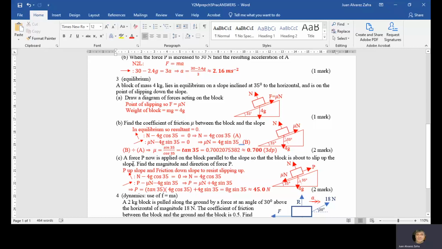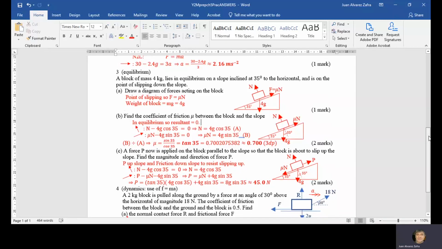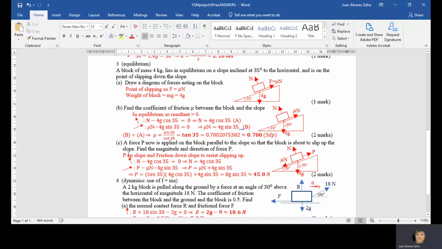Okay. Part C. A force P is now applied on the block parallel to the slope, so the block is about to slip up the slope. Find the magnitude and direction of force P. Okay, so first of all, P is up the slope, and friction is down the slope to resist it, because the force P is applied parallel to the slope, so it's about to slip up the slope.